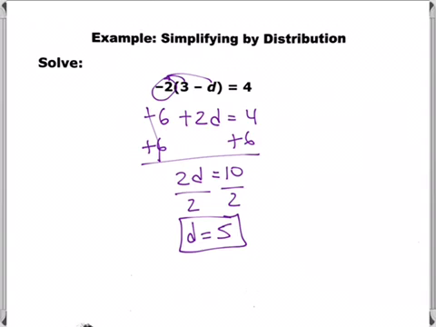So at this point, we have -6 plus 2d equals 4. At this point, you want to then add 6 to both sides of the equation. In doing so, the -6 and the positive 6 cancel out, and you get 2d equals 10. Now we want to divide both sides by 2, and we're left with d equals 5.